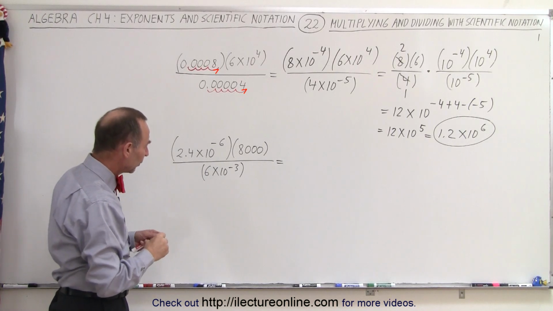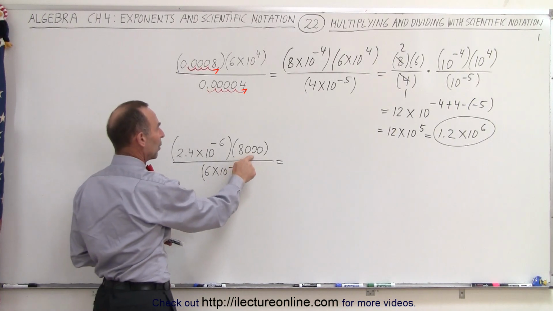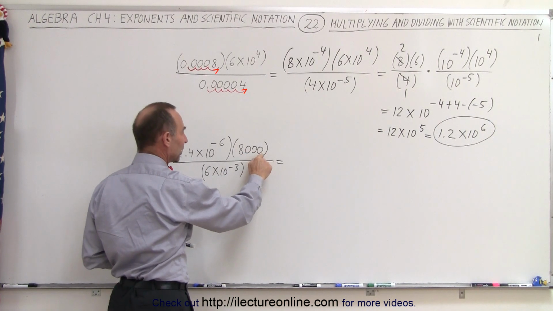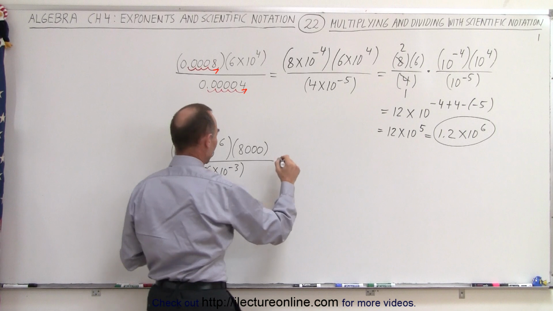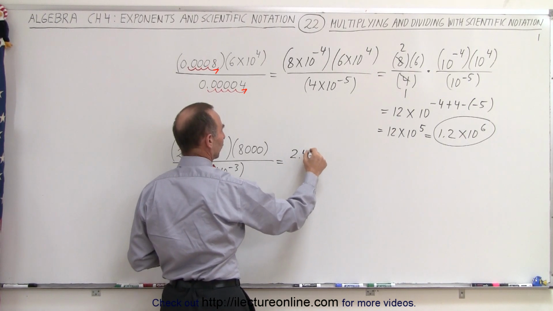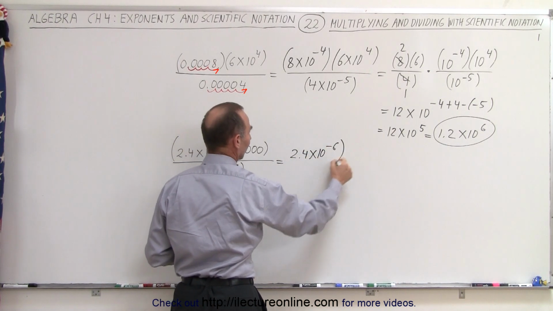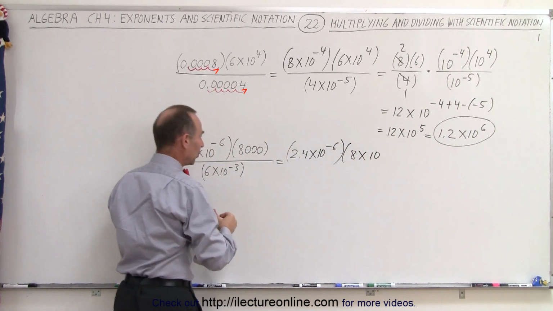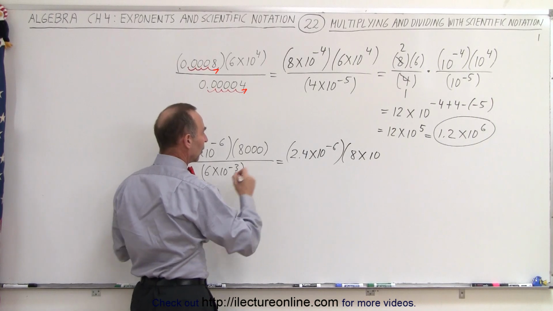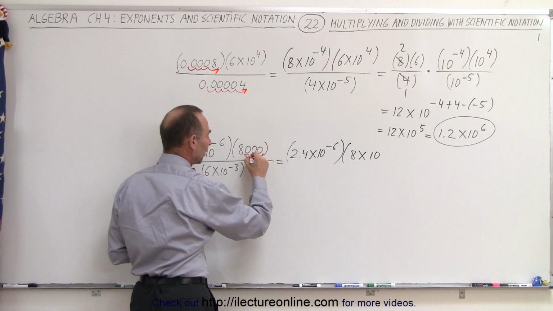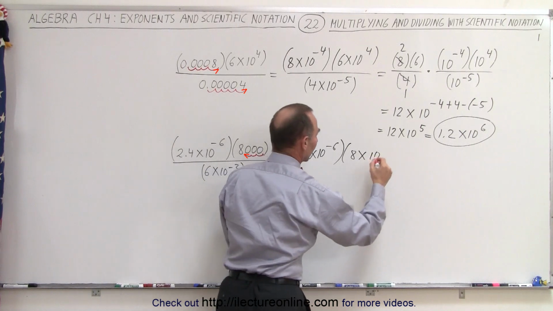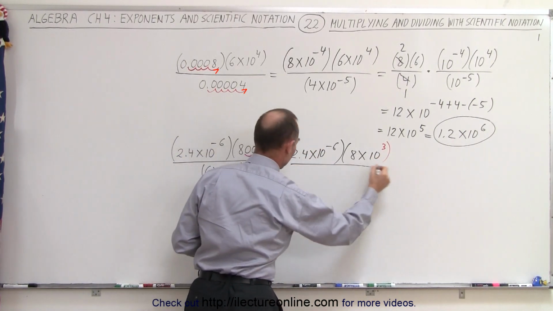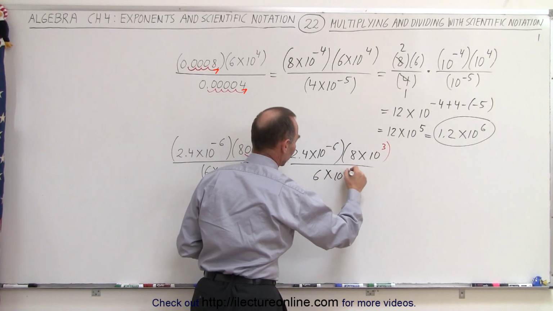On the next one, we're going to do the same thing, except here we need to move the decimal place to the right, to the left I should say, from here to here. And so that's going to look as follows. First, let's write 2.4 times 10 to the minus 6. That doesn't change. And here we're going to write this as 8 times 10. And the exponent is going to correspond to the number of places we move the decimal point, which is 3. So this becomes to the 3rd, like this. And then we divide the whole thing by 6 times 10 to the minus 3.